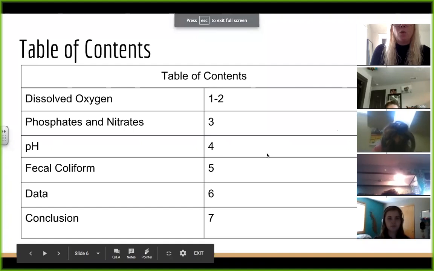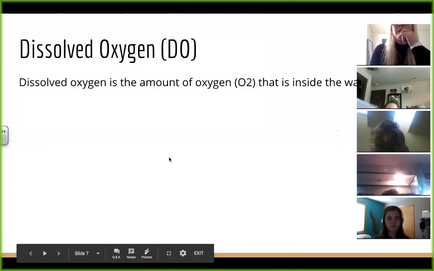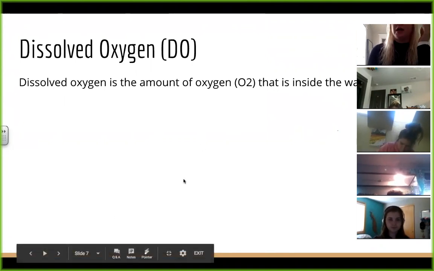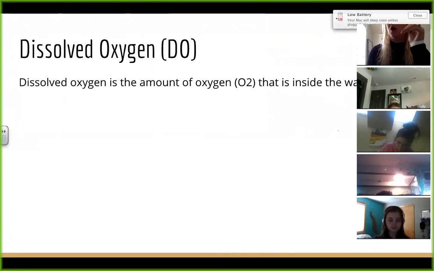So once you have your table of contents done, then we're going to start talking. This is the notes portion. It might be helpful for you to write these things down right now. Like I said, this will be available to you in the assignment so that you can see it. So dissolved oxygen is pretty much exactly what it sounds like. It is the amount of oxygen that is dissolved.